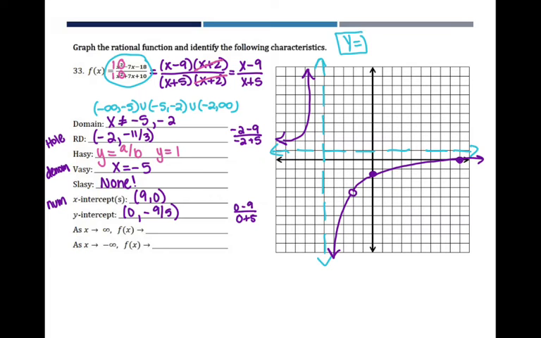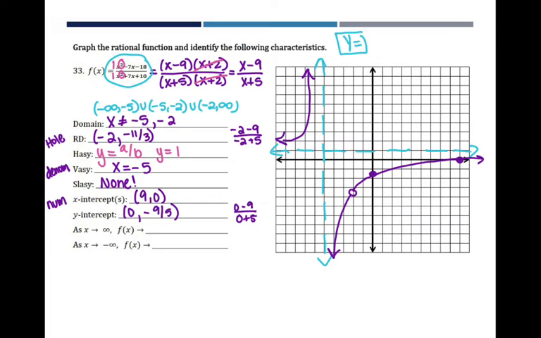Now, you might still need to be able to find all of the different pieces. So you might still need to be able to find the holes and the x-intercepts. But if the question was just straight up graphing, like matching a graph, you can go ahead and graph it in your calculator, because why not?